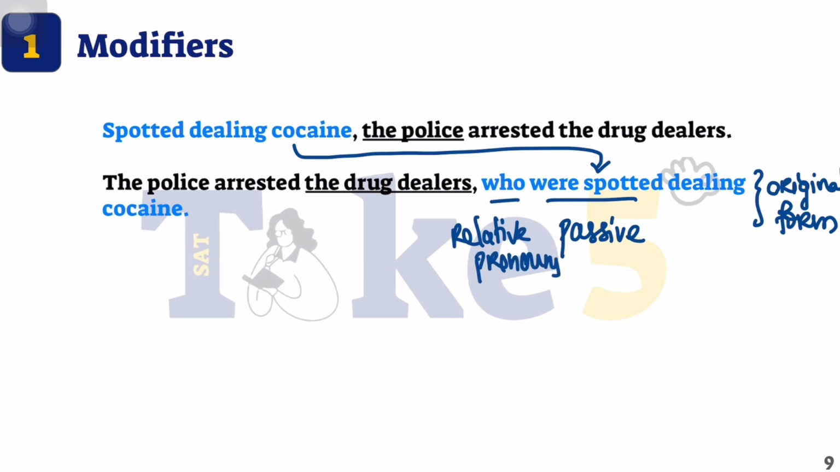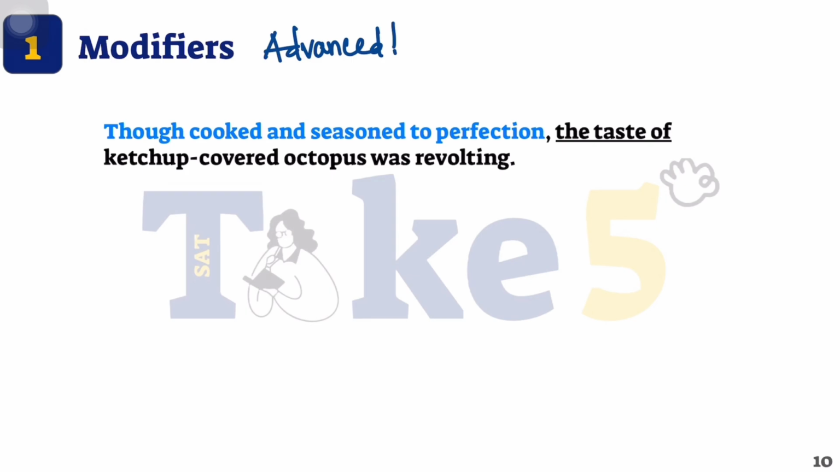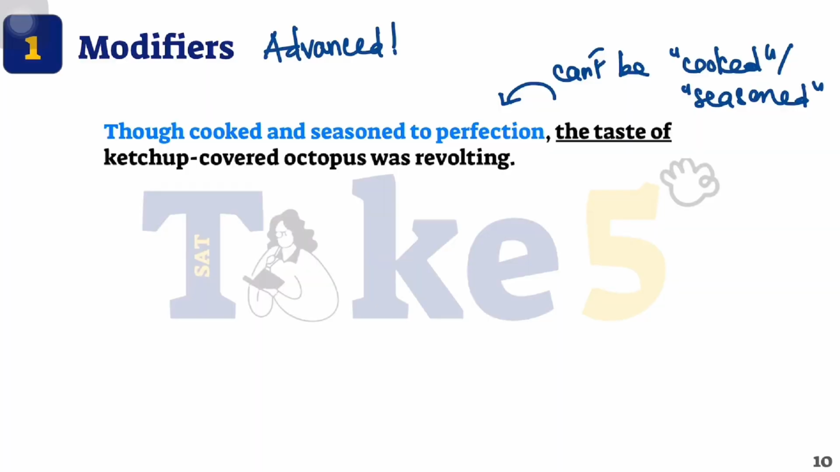This might take some practice to reverse from the modifier or reduced relative clause back to the original, because it might not be as intuitive as the other way around, like we covered in the previous lesson. This is a more advanced example where you might not notice that modifiers and the main subjects don't agree. The main subject is the taste of this dish, which cannot be cooked and seasoned. You can only cook and season the food itself, not the taste of it.